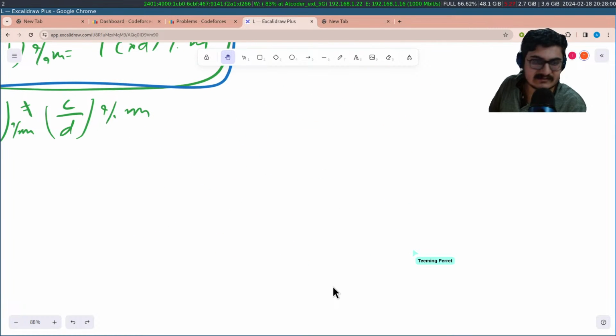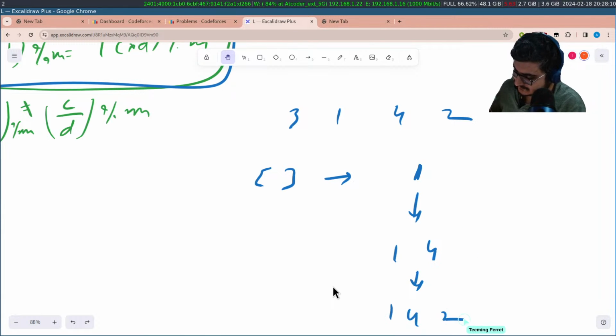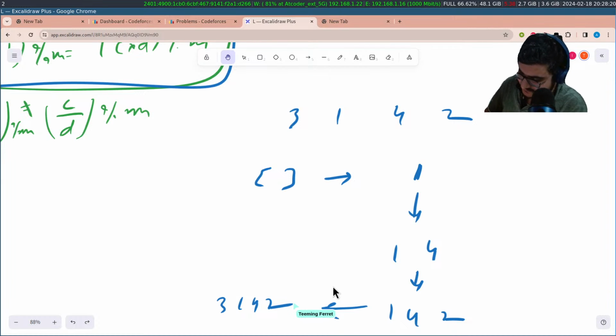For our original example of 3142, let's start with the empty array first, then add 1 to it. After 1, add 4 to it. After 4, add 142 to it. And after 142, add 3142. Now the product for the empty array, let's just assume 1. Then when you multiply 1 by 1, your product is 1 mod 6, which is 1.